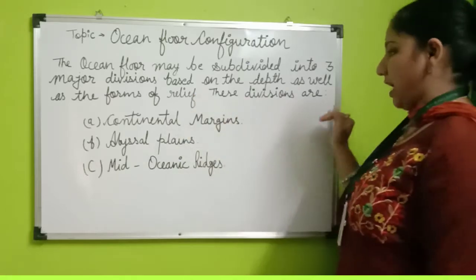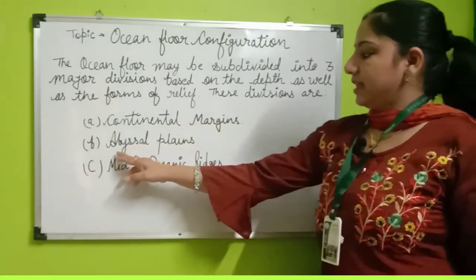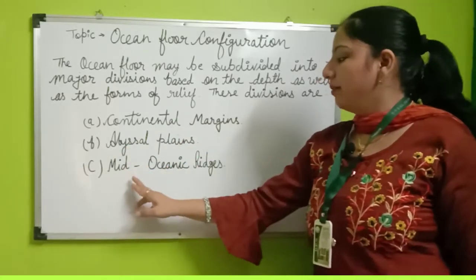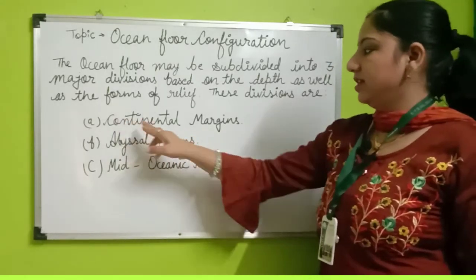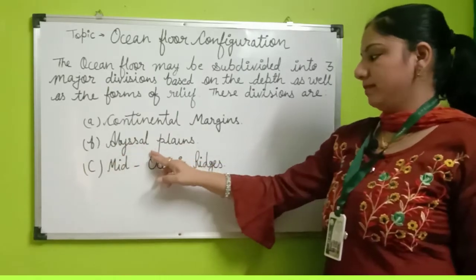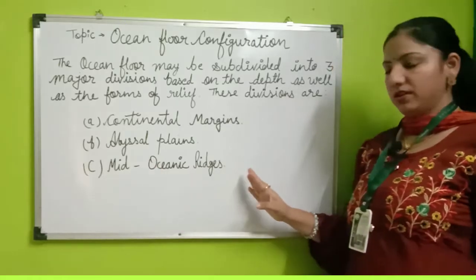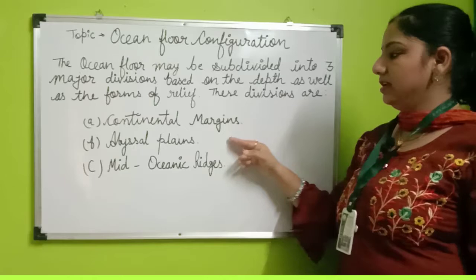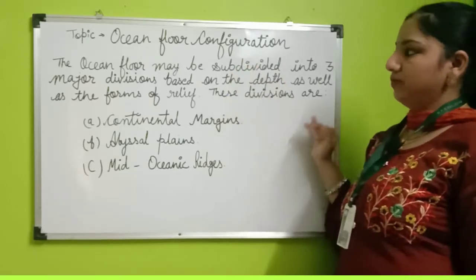These divisions are the continental margins, second, abyssal plains, and third, mid-oceanic ridge. Again I am repeating, the first is continental margins, the second is abyssal plains, and the third is mid-oceanic ridge. Now one by one we will see these three major divisions of the oceanic floor.